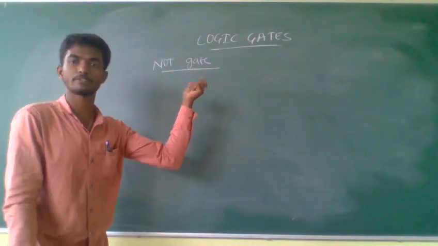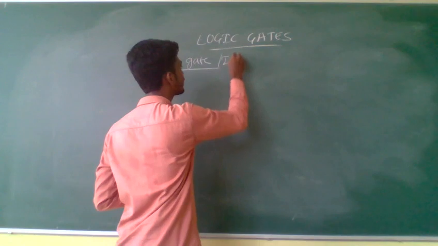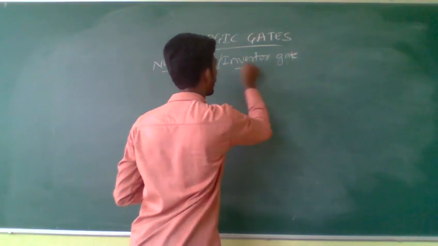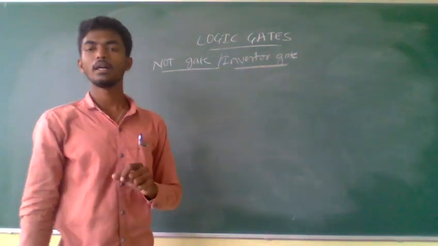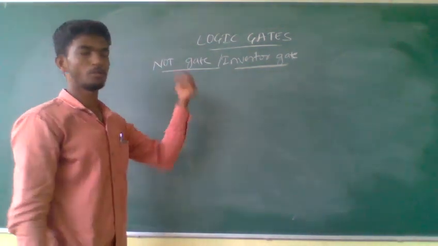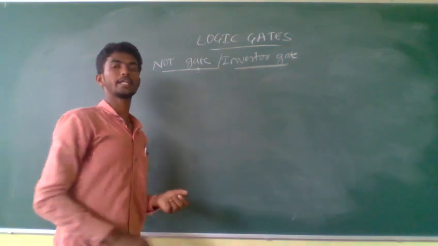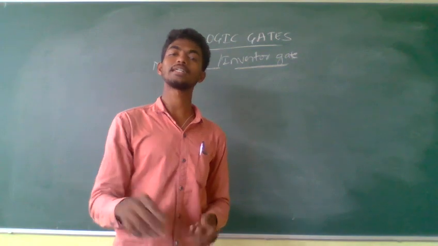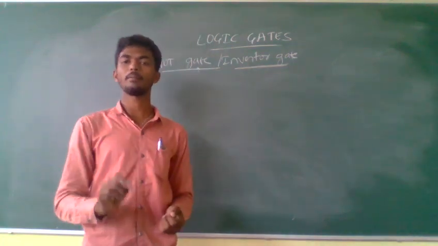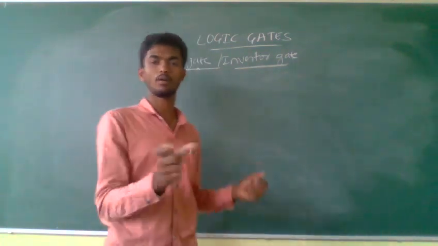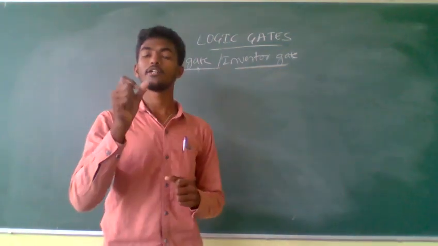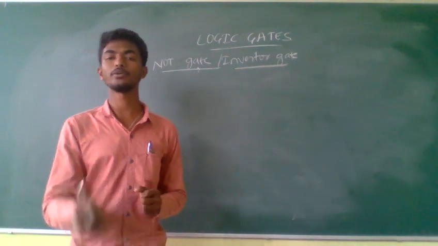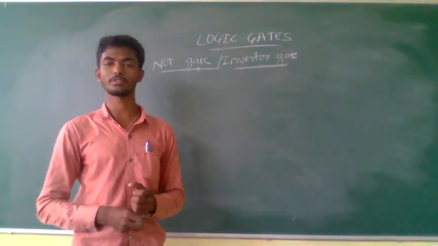It is also called an inverter gate. Why is it called an inverter gate? Before that I will tell you, the NOT gate accepts only a single input and produces a single output signal. Just remember, this is the main sentence for the NOT gate: it just accepts one input signal and produces only one output signal.